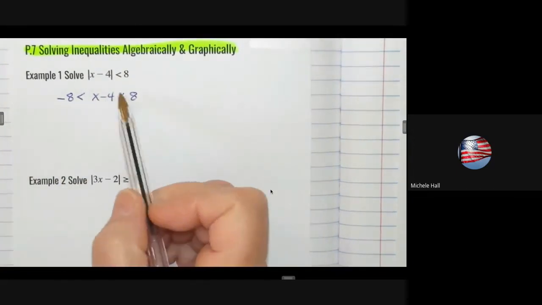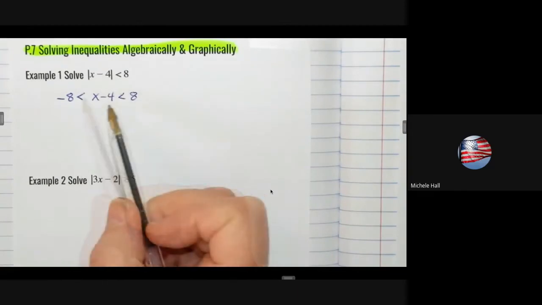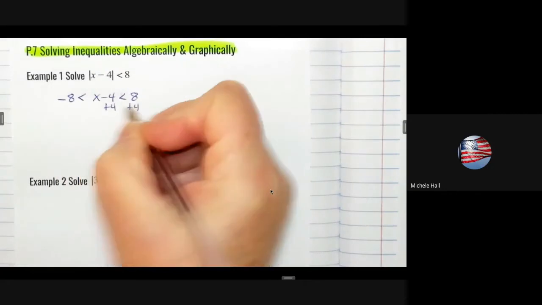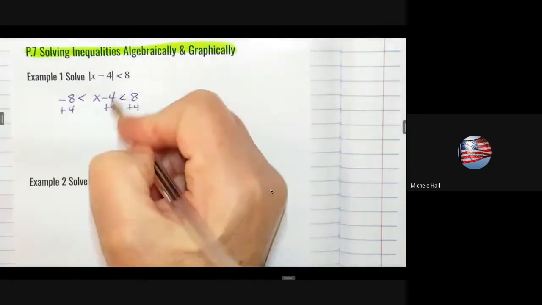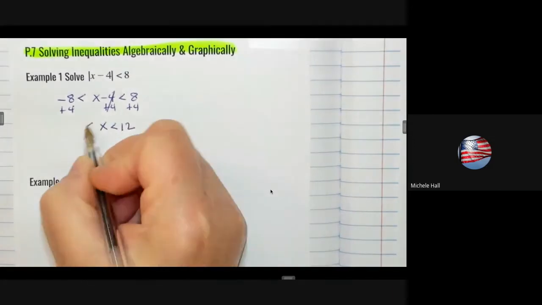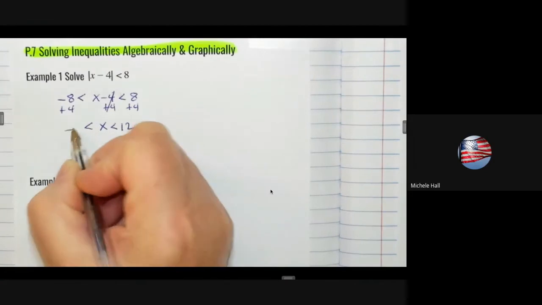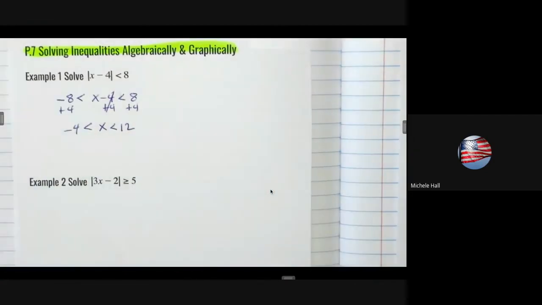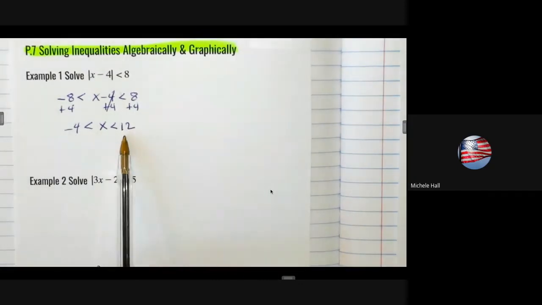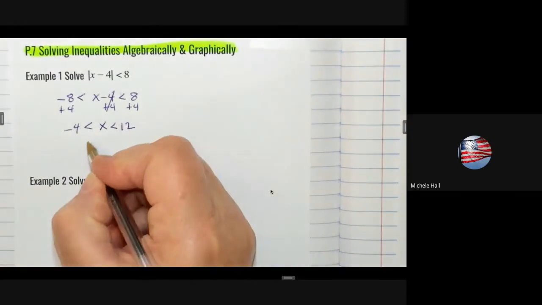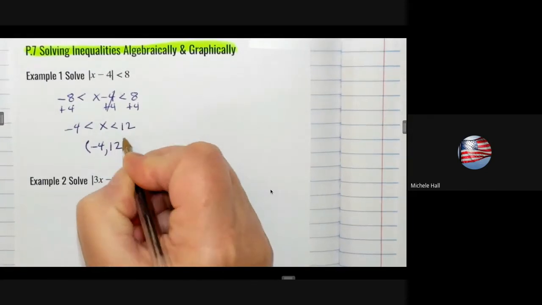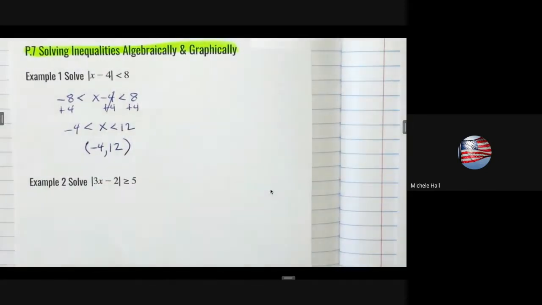I'm focused here on this compound inequality. I see that x is being subtracted by 4. I'm going to add 4 to the right, to the left, show my cancellation, and I have x is less than 12, and x is greater than negative 4. We would say that x is greater than negative 4 and less than 12. In interval notation, it is greater than negative 4, it doesn't include negative 4, and it's less than 12, it doesn't include 12. There is interval notation.